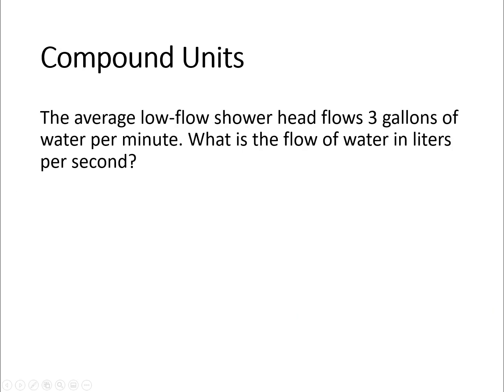So now we're going to do one more problem type. I'm going to go through this one, and then we'll move on from this topic. So we have compound units, which is a little bit different from the metric conversions. We're going to have two unit factors, but in this case, we have two units to convert. So in this sample problem, the average low flow shower head flows 3 gallons of water per minute. What is the flow of water in liters per second?